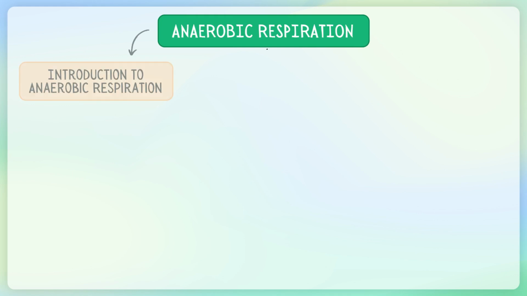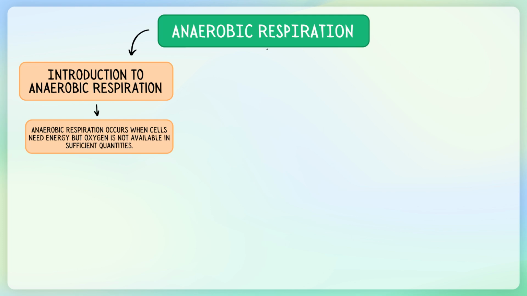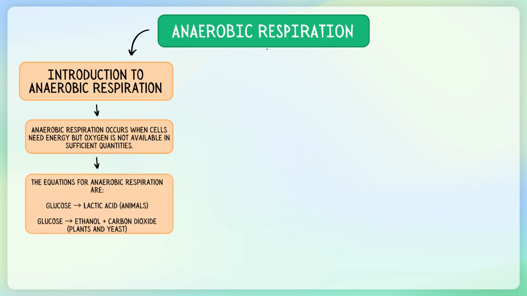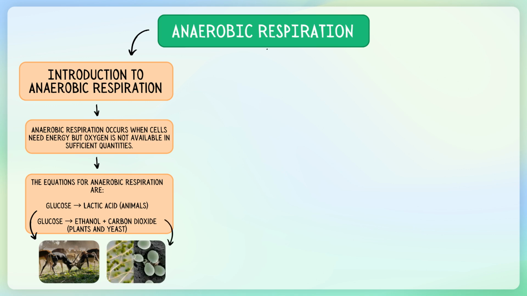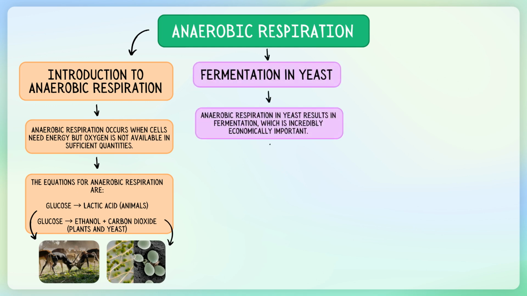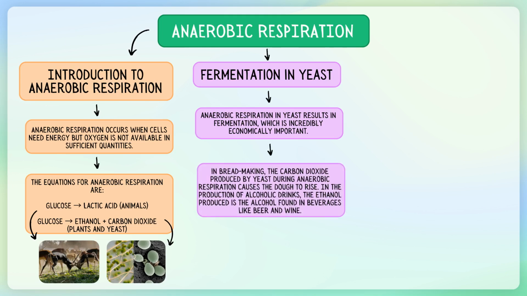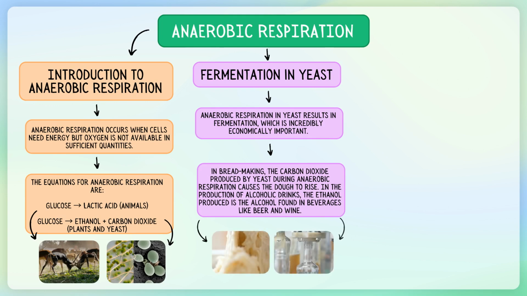To sum up, anaerobic respiration is an essential process allowing cells to produce energy without oxygen, although less efficiently than aerobic respiration. We need to remember that the equations for anaerobic respiration are slightly different for animal or plant and yeast cells. In animals, anaerobic respiration leads to the production of lactic acid, while in plants and yeast, it results in ethanol and carbon dioxide. We also learned about the process of fermentation, which occurs when anaerobic respiration takes place in yeast. This process of fermentation is very economically important in human activities, such as bread making and the production of alcohol.